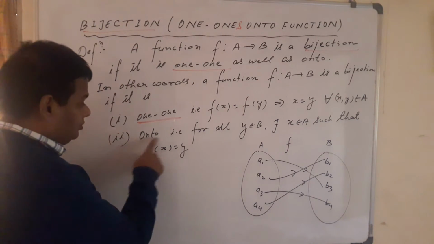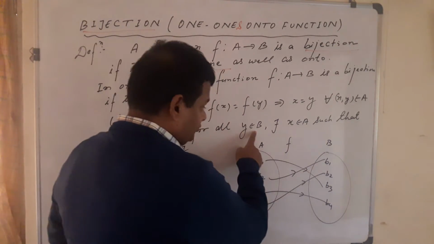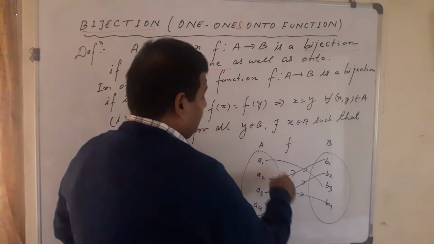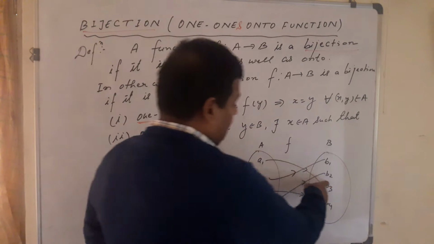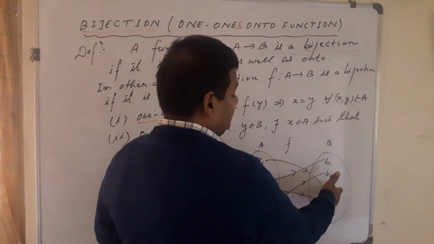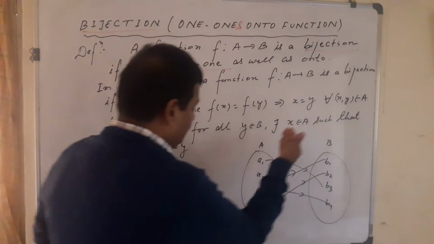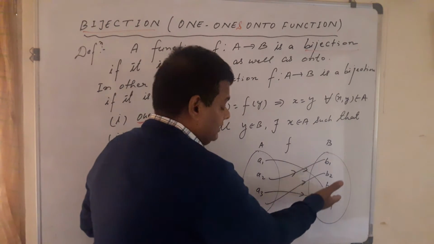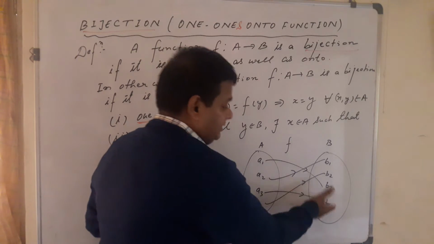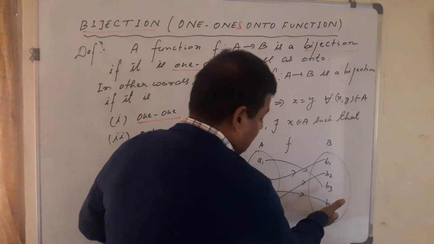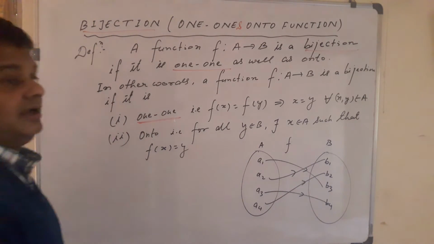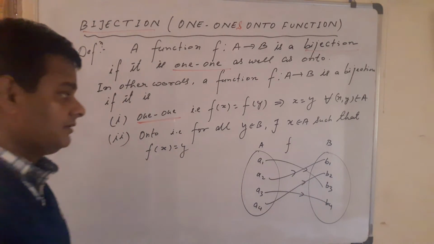Now see here, onto function. For all y belonging to B, see here this is your set B. In set B, all the elements have a pre-image in set A. There is no element left in set B. So that's why this one is also an onto function.